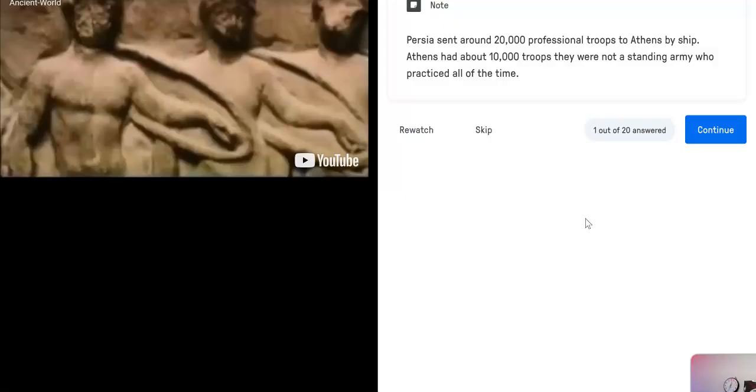So if Persia only sent 20,000 troops, did they believe that 20,000 troops would be enough to do the job? What do you think? Yes or no? Yes. If they didn't think 20,000 was enough, they would have sent more. But Persia looks at this and they're like, all right, we are sending 20,000 paid professional troops.